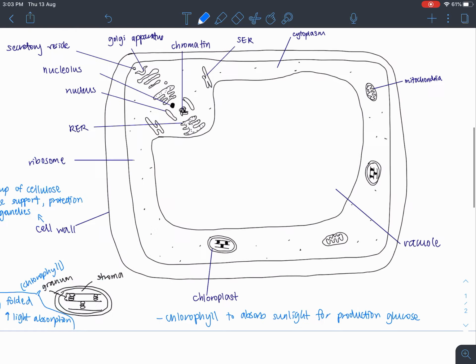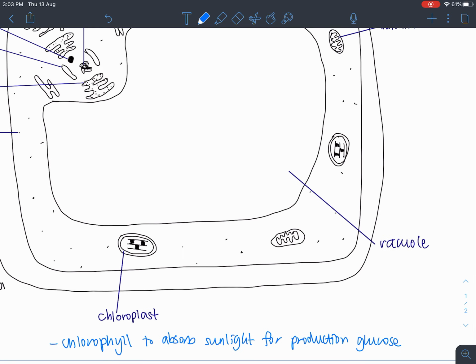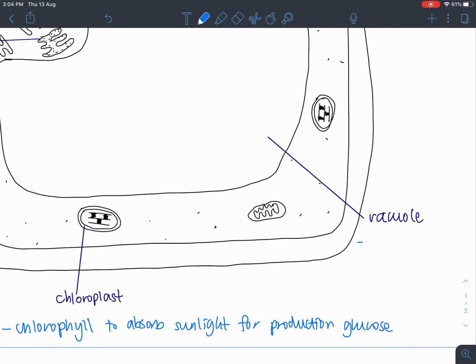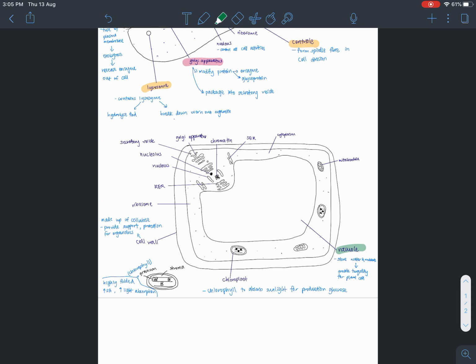Next is the function of vacuole. Vacuole is able to store water and nutrients. So the water, you can actually relate it to the osmosis chapter. So it stores water to have turgor pressure to provide turgidity to plant cell. As usual, highlight those which are only found in plant cell. I highlight in green color.